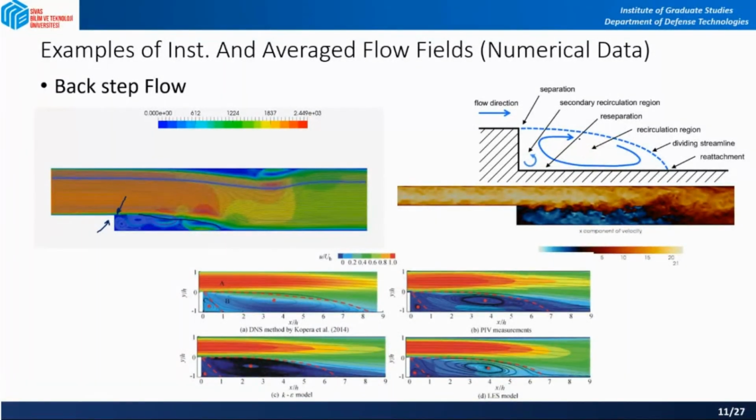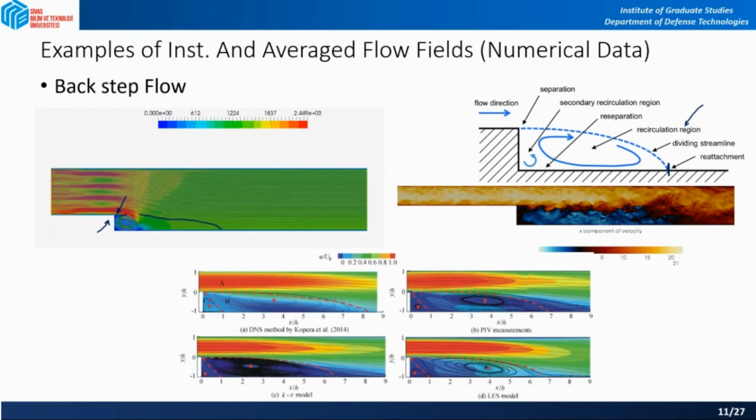And as you can see, this is called the recirculation region. So there is a streamline which divides the separation region or recirculation region from the flow outside. And to some extent, the flow will be again attached to the wall, and this extent will be called the reattachment zone.